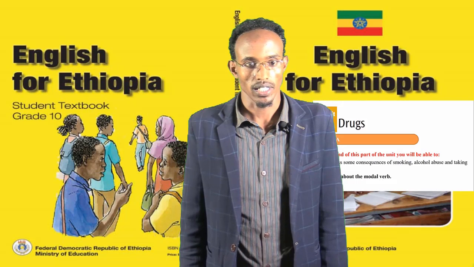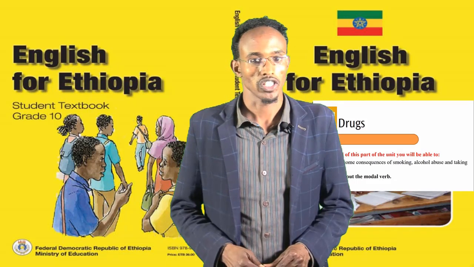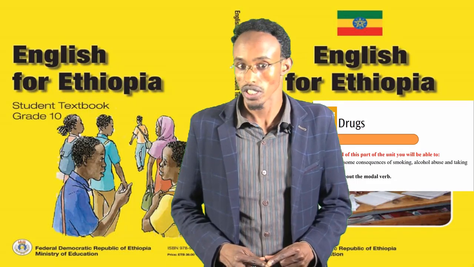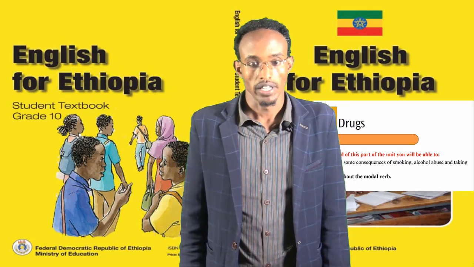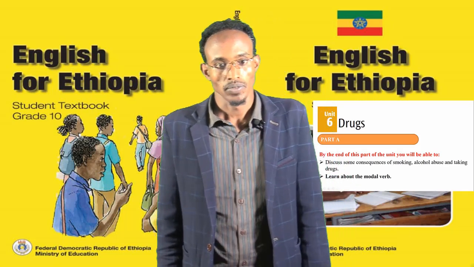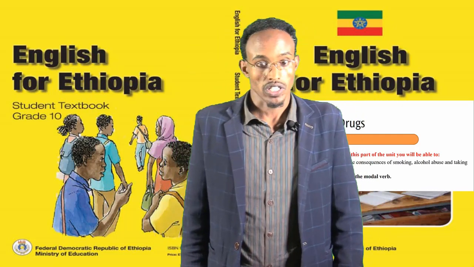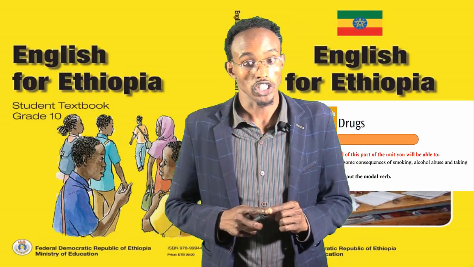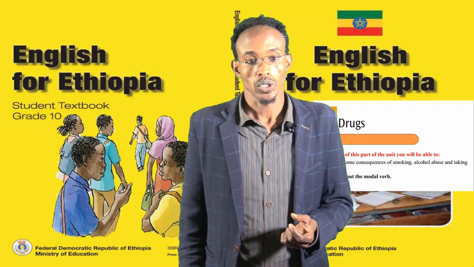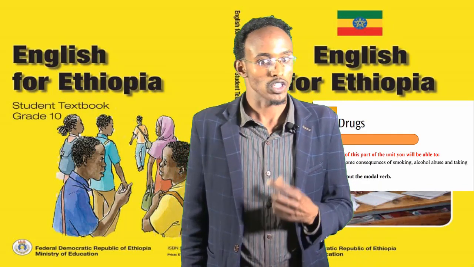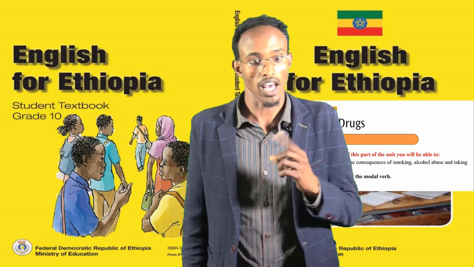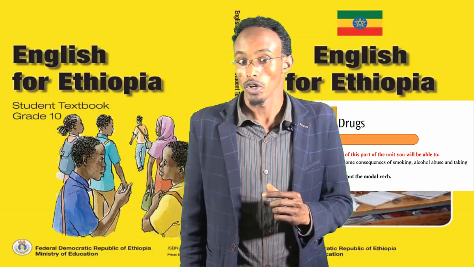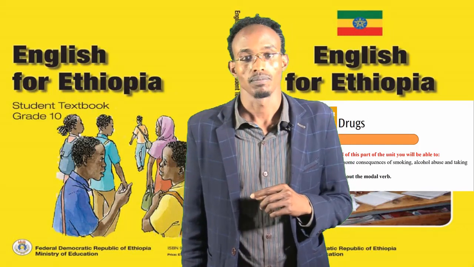My name is Hassan Abdullah, and welcome to the first installment of Grade 10 English Lessons, Unit 6, Drugs, Episode 1, Reading. By the end of this part of the unit, you will be able to discuss some consequences of smoking, alcohol abuse, and taking drugs. Similarly, you will learn about the modal verbs.